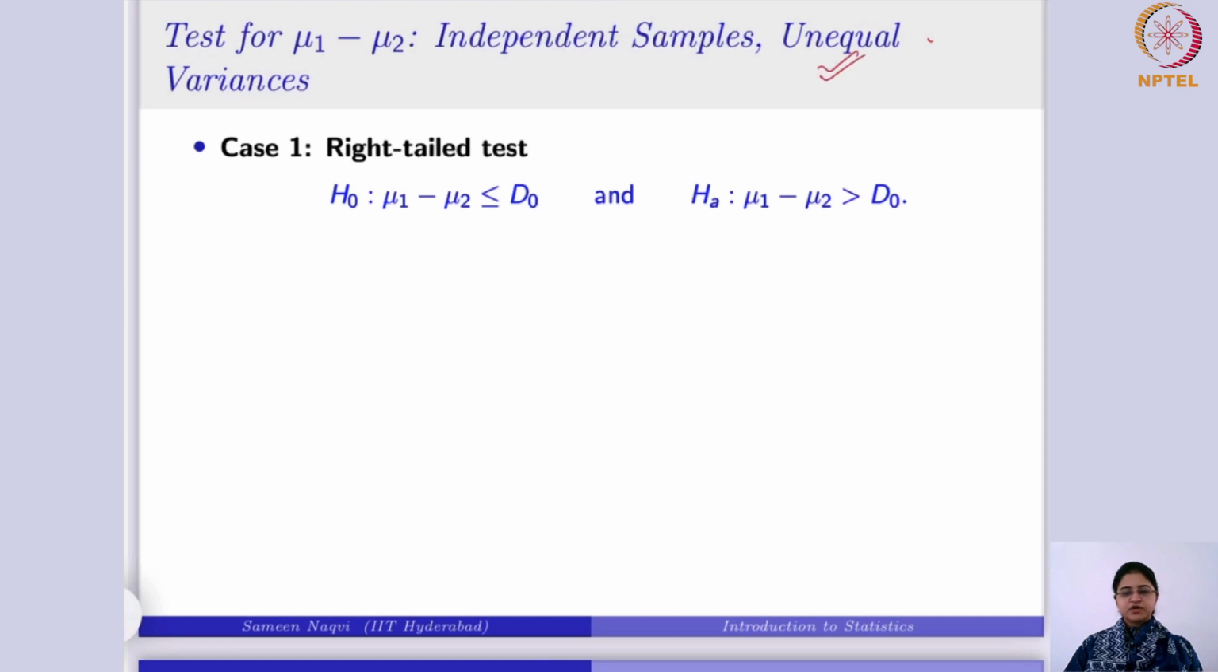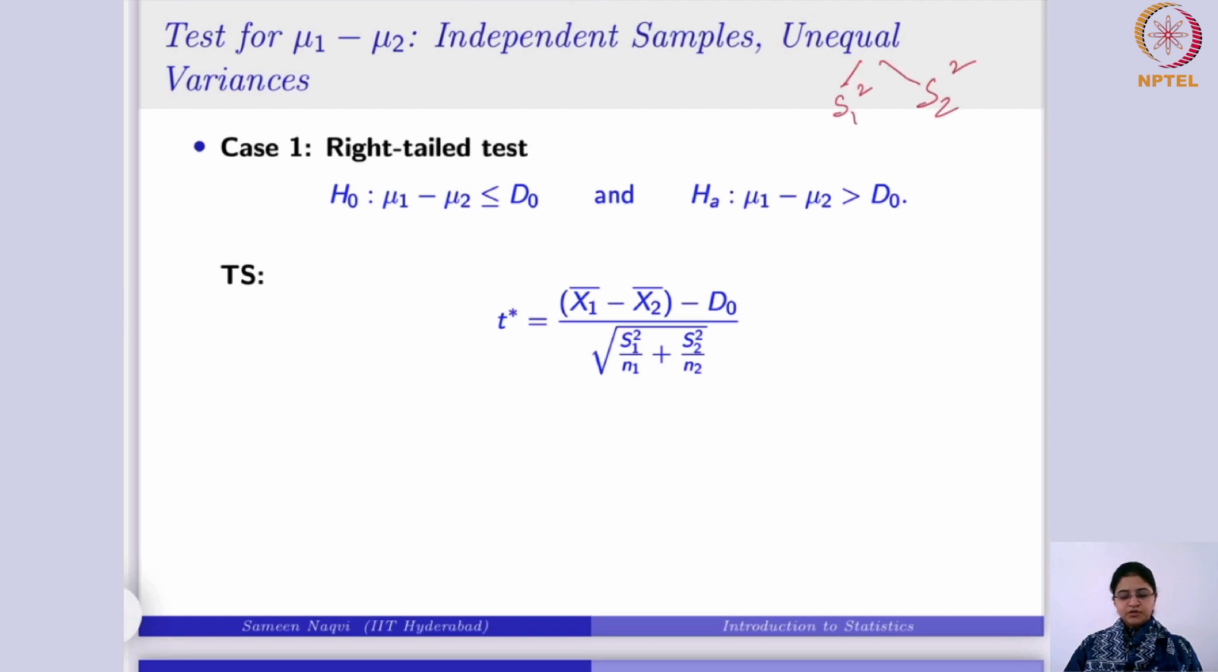Right tail test. So right tail means that the alternative would be defined in this way, right? That the difference of the two population means is less than the specified hypothesized value, and the alternative would be the other way around. Now what would be the difference in the test statistic? The test statistic would be different because here we are not going to deal with the pooled sample variance, but in fact we would be dealing with separate S1 square and S2 square, as I just said.